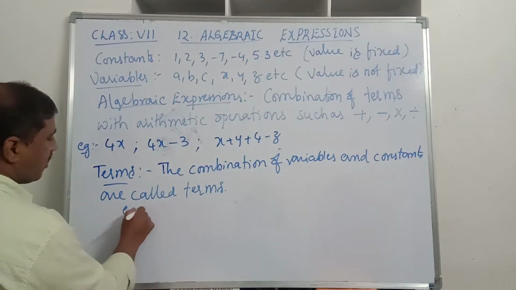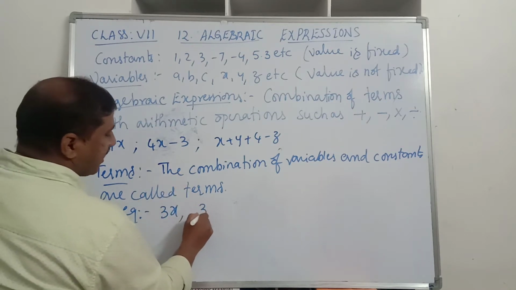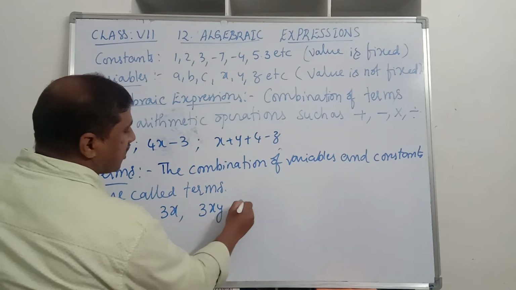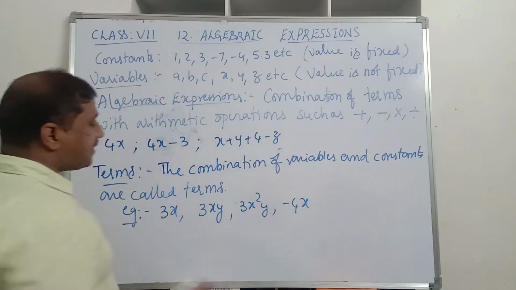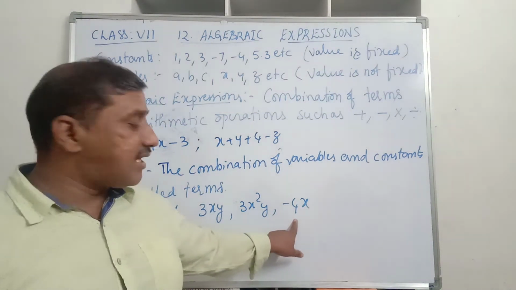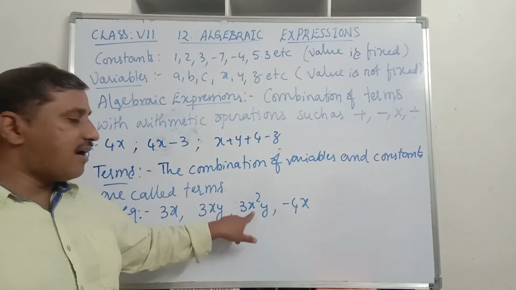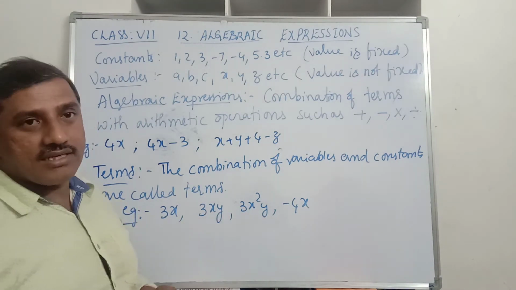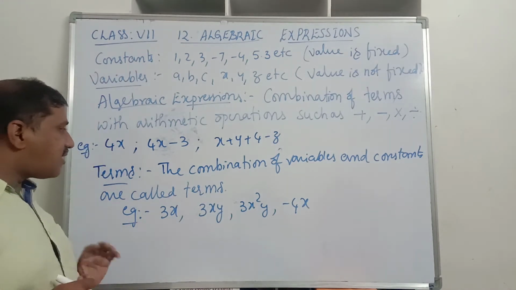For example, 3x is a term, 3xy is a term, 3x square y is a term, and minus 4x is a term. Here minus 4x is a combination of a constant, minus 4, and a variable, x. In 3xy, we have a constant 3, a variable x, and one more variable y. So these are terms.